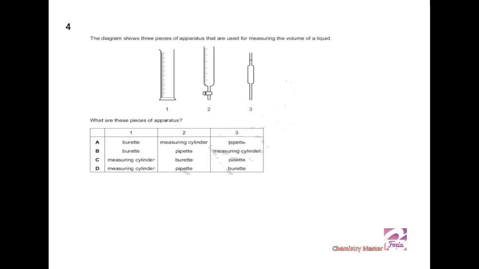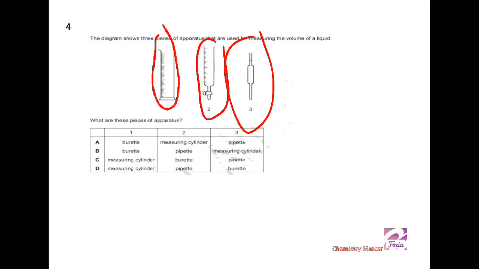Now, fourth MCQ. The diagram shows three pieces of apparatus that are used for measuring the volumes of a liquid. What are these pieces of apparatus? One is a measuring cylinder, second is a burette, and third one is a pipette.